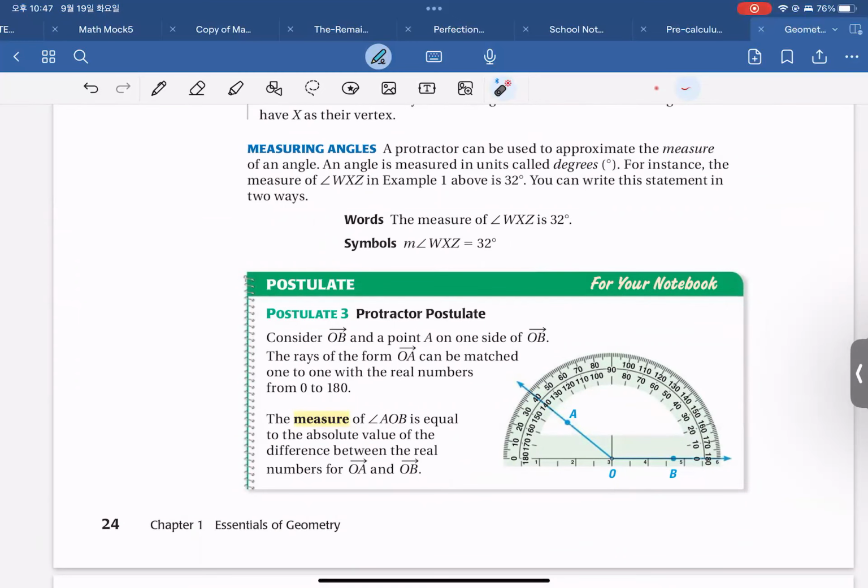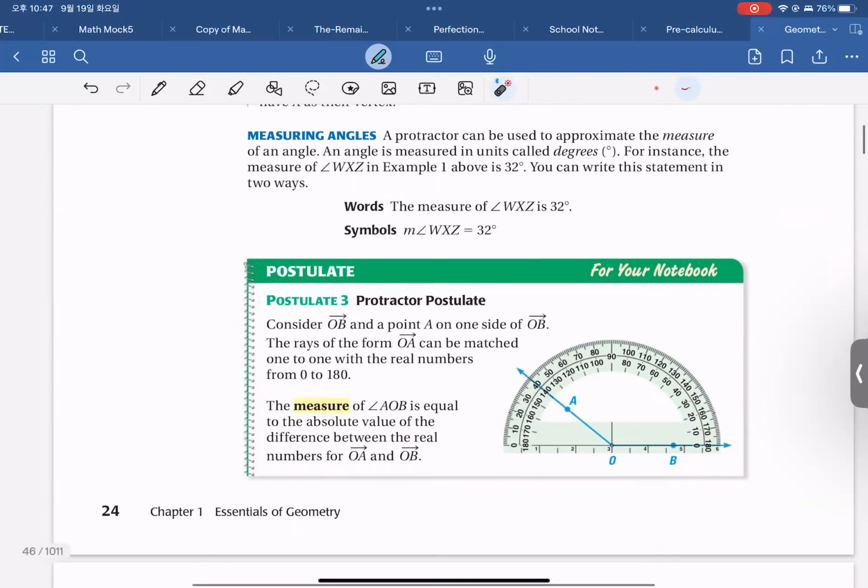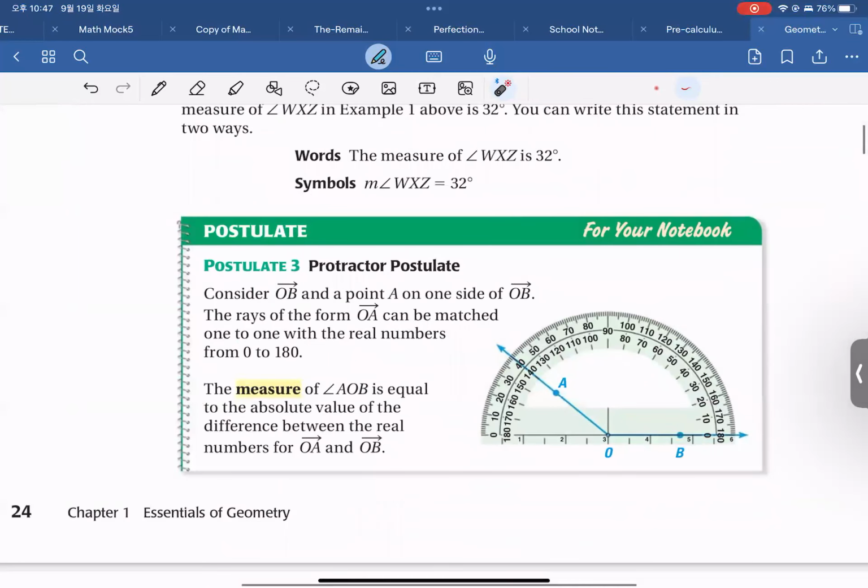So let's look at the protractor postulate. Basically, it's not really difficult, because it's a postulate. If you're considering ray OB and a point A on one side of OB, then rays of the form OA can be matched one-to-one with the real numbers from 0 to 180. So the measure of angle AOB is equal to the absolute value of the difference between the real numbers of OA and OB.